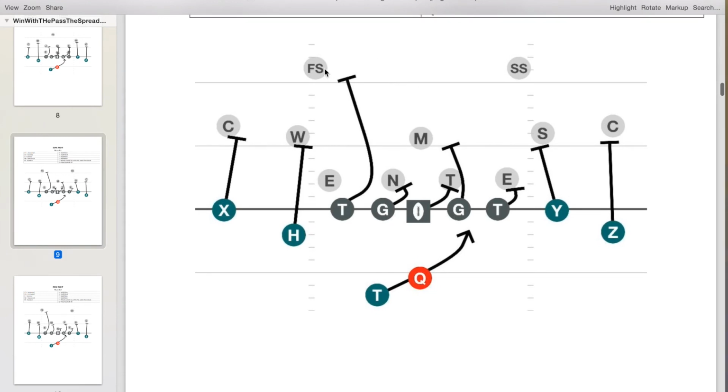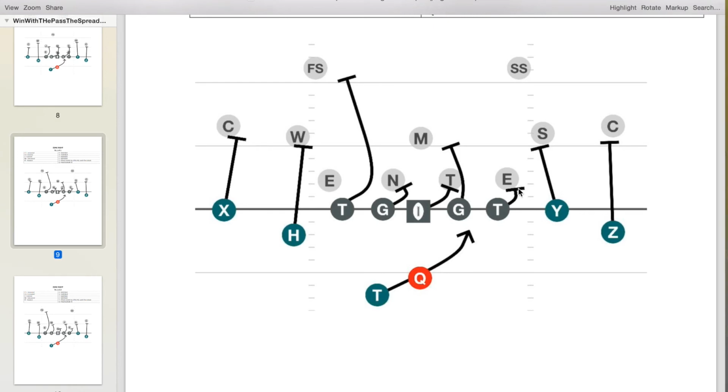But in high school, quite honestly, how often do you see a free safety or a strong safety coming downhill and really making a ton of plays in the running game? So we're just going to stick with our rules, okay? And our rules dictate that we're going to be covered and we're going to be uncovered. So let's talk about it.